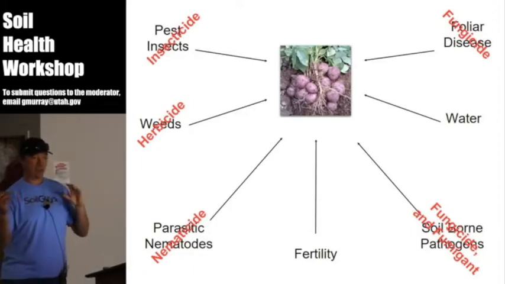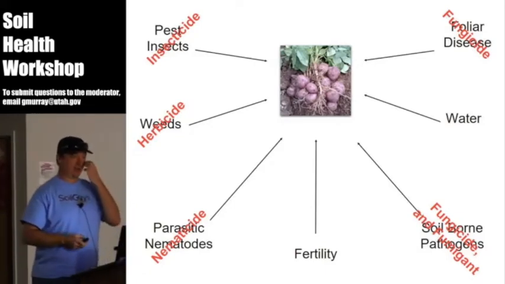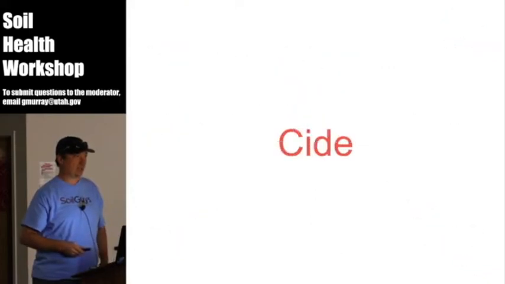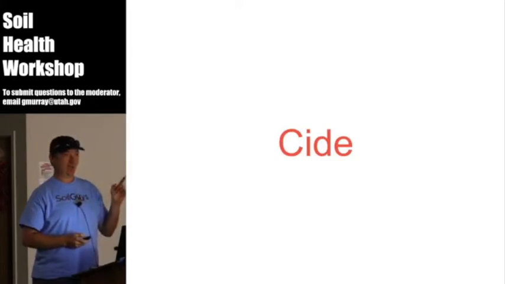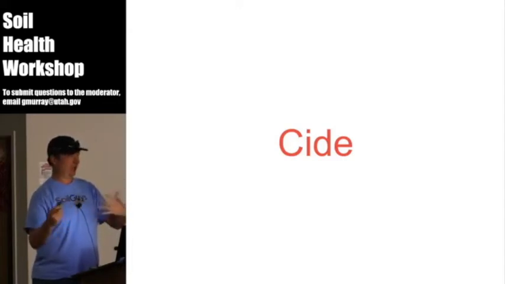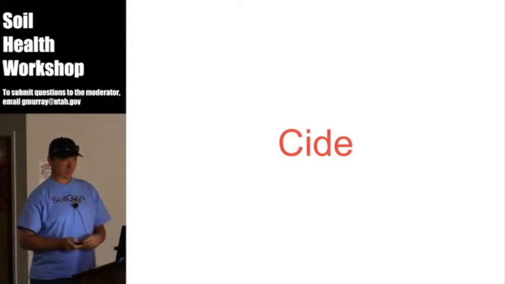So if you look at a lot of the solutions we were trying to use here, there's a real common theme with a lot of these solutions. Do you guys see what it is? Cide. Have you guys ever looked up cide in the dictionary? Do you know what that word literally means? It means death. So here we were trying to grow a living crop to feed people, to sustain life, but we were trying to use death to solve our problems. And that's where we started running into these issues.